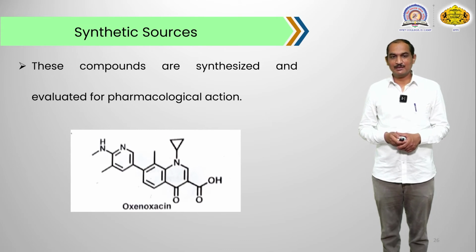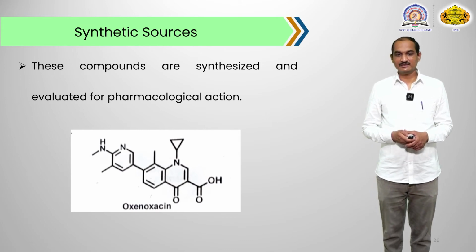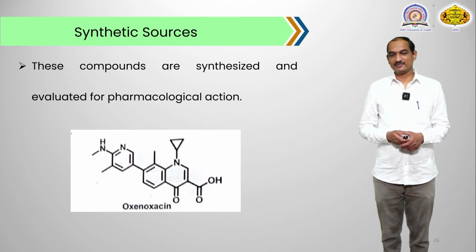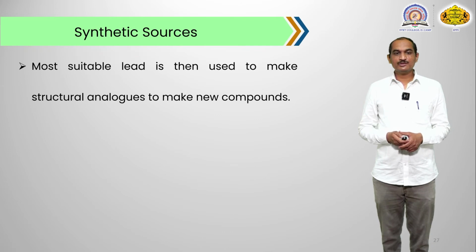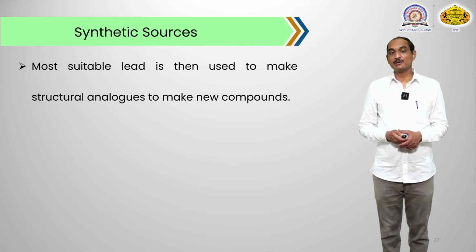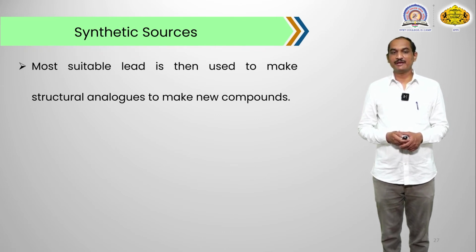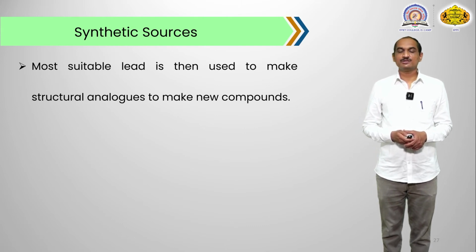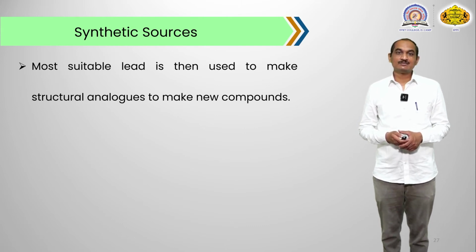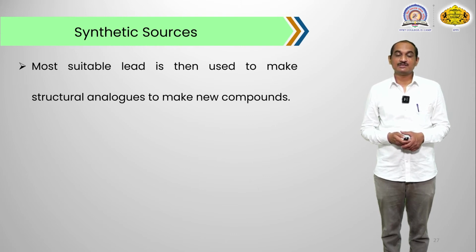This is one of the examples of semisynthetic drugs, that is the oxacillin, which is synthesized in the laboratory. We know that the most suitable lead compound is then used to make structural analogs to make a new compound. Different types of analogs are synthesized in the laboratory.